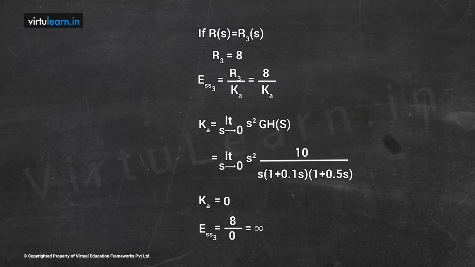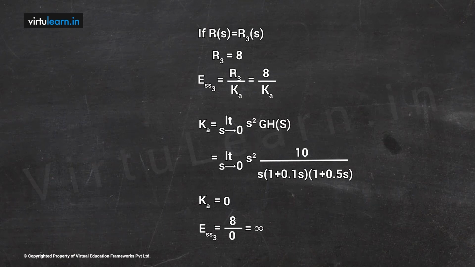Then the third case, a parabolic input, where R3 is 8. When a parabolic input is given, the corresponding error constant is Ka. The Ka formula we know: limit s tends to 0, s² into G(s)H(s). When you substitute, you get Ka as 0 and the corresponding error is infinity. Then what is the total error? ESS is ESS1 plus ESS2 plus ESS3: 0 plus 0.2 plus infinity, and the final error is going to be infinity.